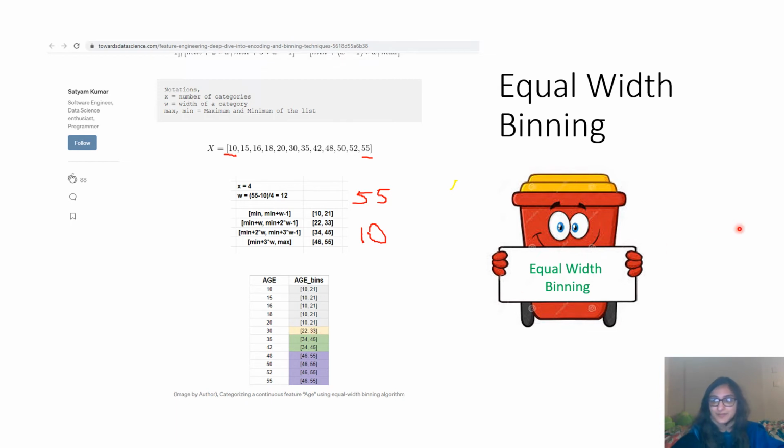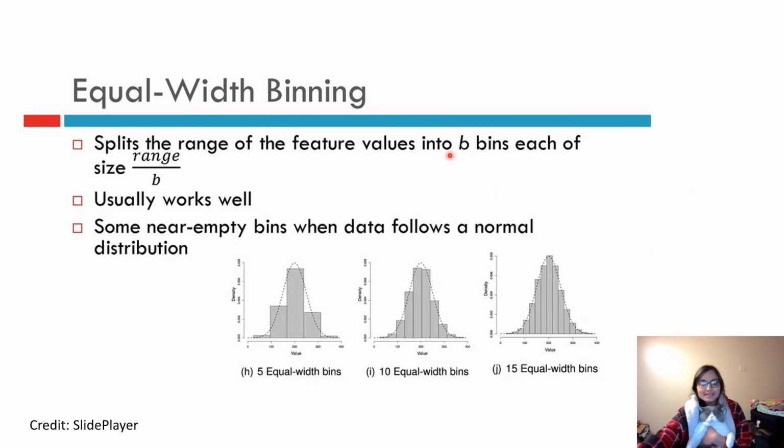And one of the popular ones is histograms, which try to represent equal width binning. For equal width binning, and again, I have videos you can see for more insights, it splits the range of the feature values into B bins that each have the same size. So it usually works well. Each of these bins is going to have the same size, just like a little ruler.